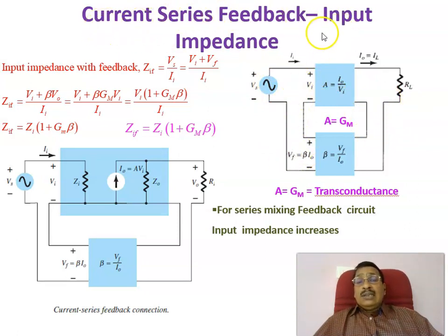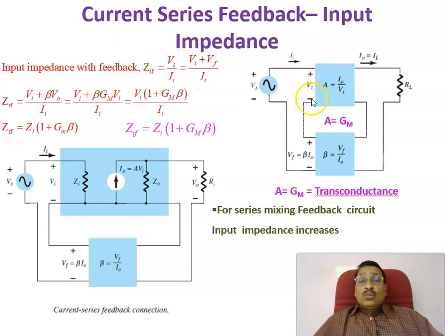Let us see what the input impedance is. Now to calculate the input impedance, as I already explained, the input impedance is the input voltage divided by the input current. What is the input voltage? Vs is the input voltage. Vs divided by the current Ii. This ratio we call the input impedance ZIF.